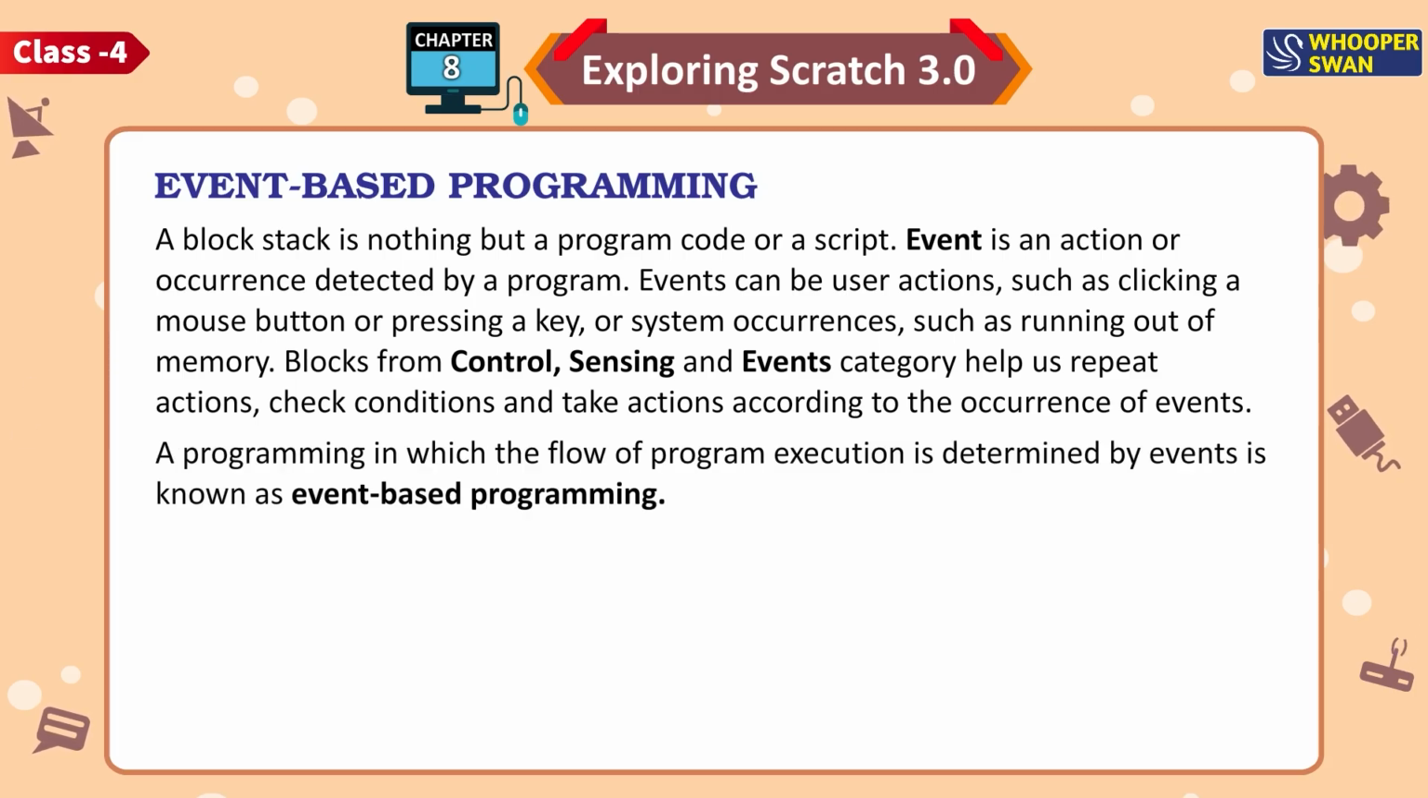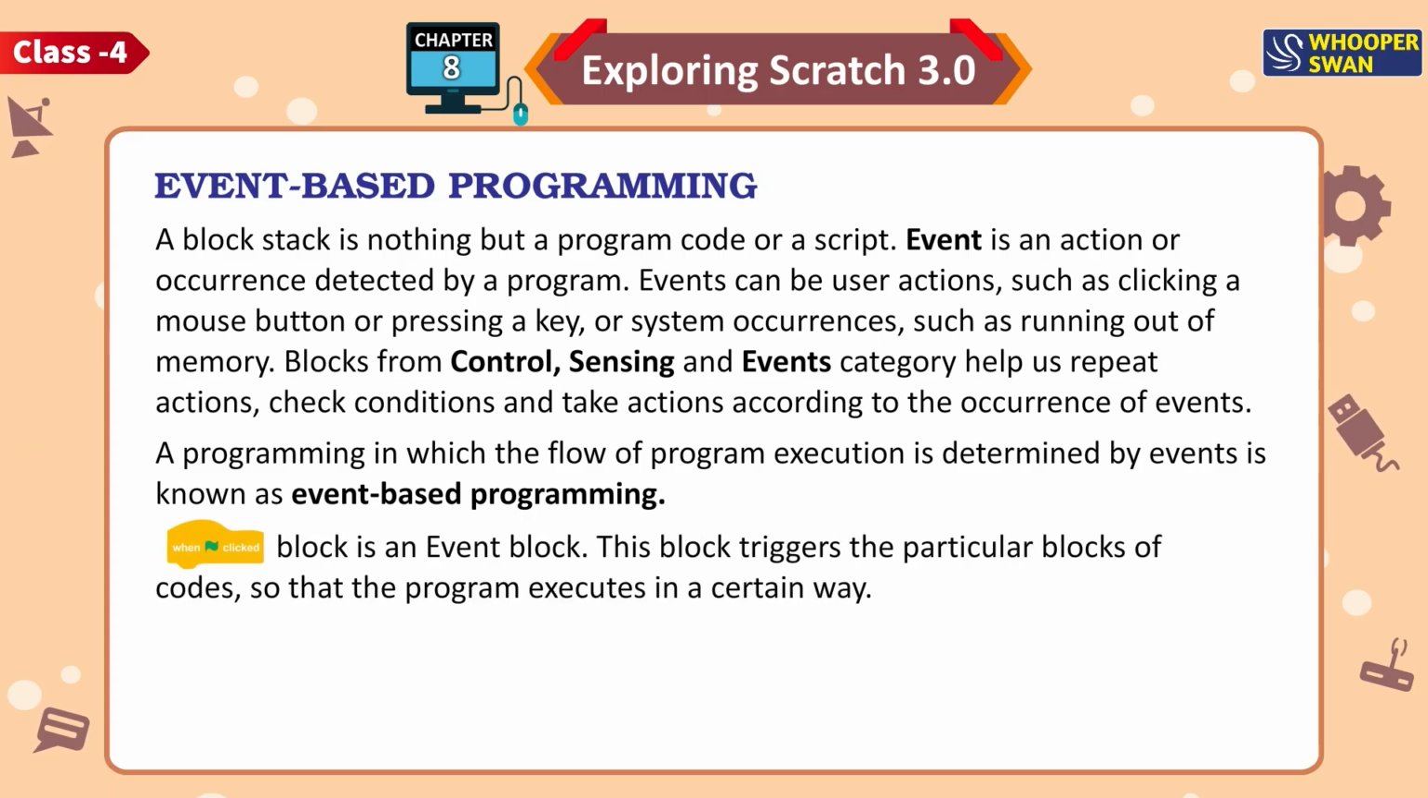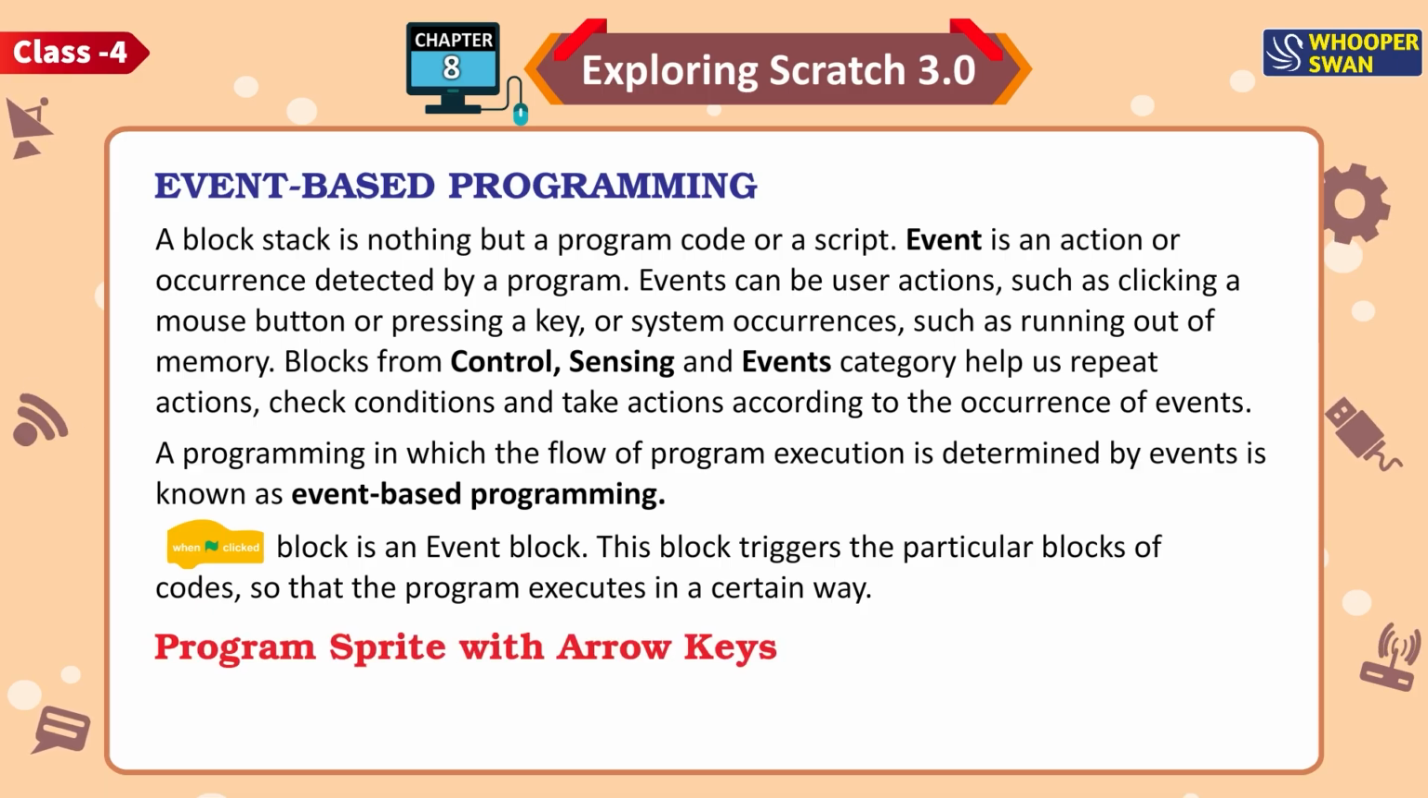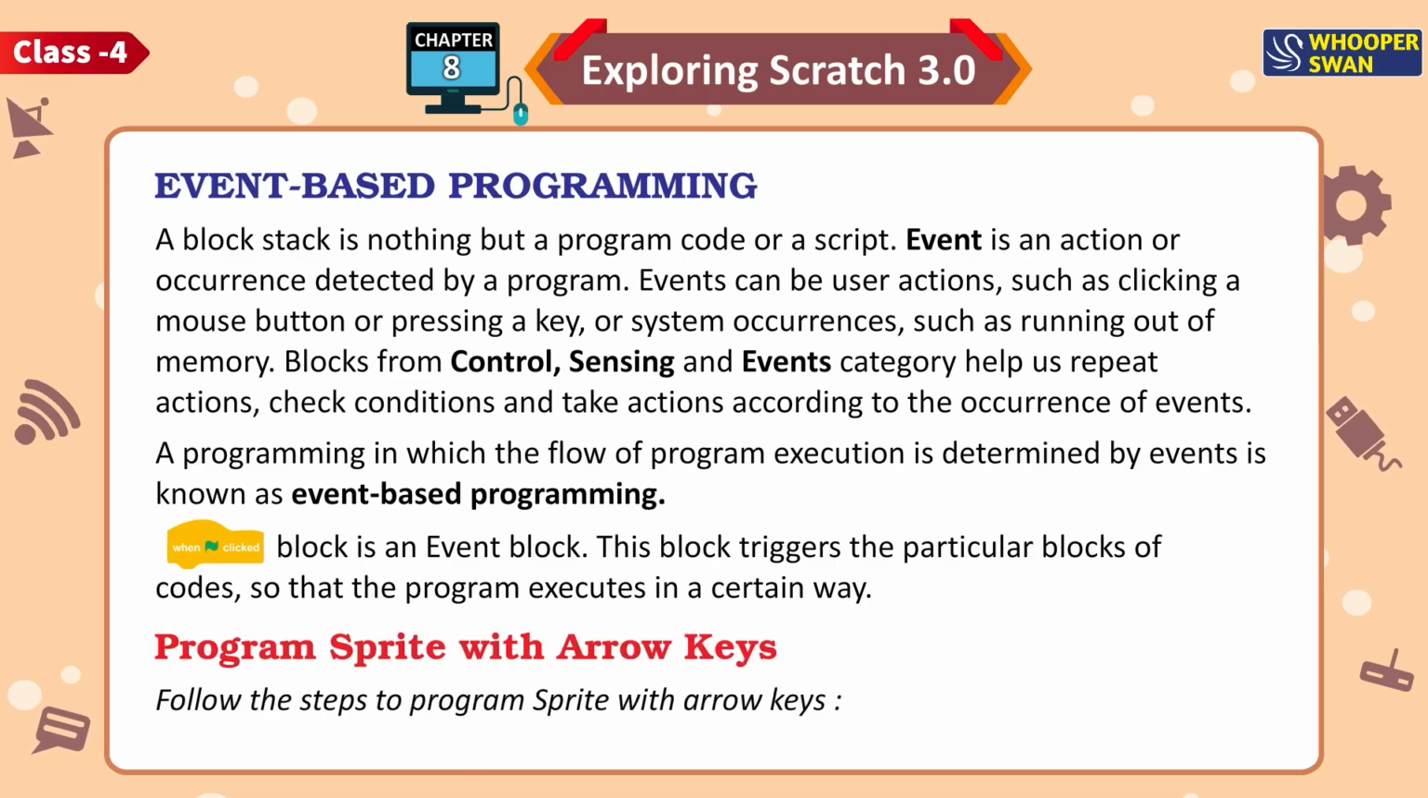A programming in which the flow of program execution is determined by events is known as event-based programming. Block is an event block. This block triggers the particular blocks of codes so that the program executes in a certain way. Program sprite with arrow keys. Follow the steps to program sprite with arrow keys.